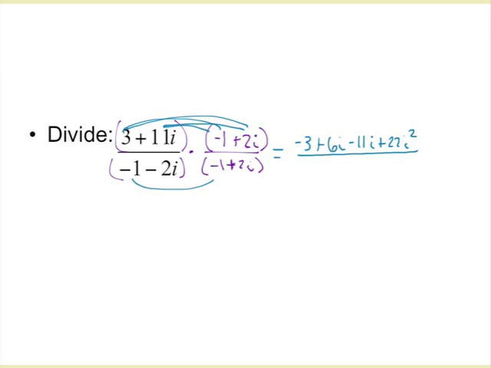In the bottom, pass out a negative 1. Again, be careful, you're passing out a negative 1, so I get positive 1 minus 2i. And then pass out a negative 2i, so I get plus 2i minus 4i squared. Be really careful with those signs when you're distributing. Questions so far?